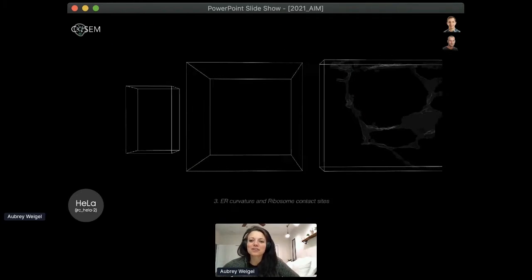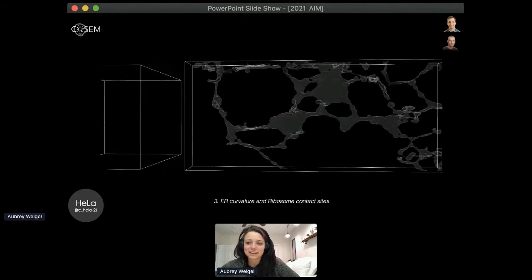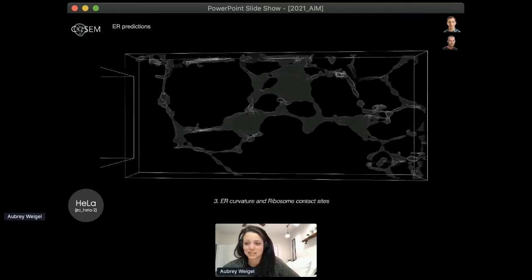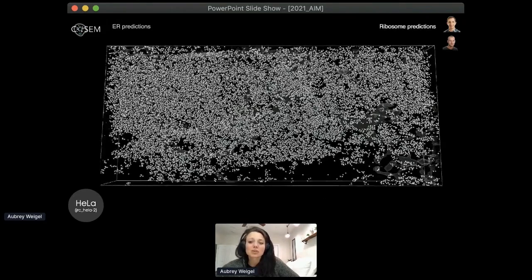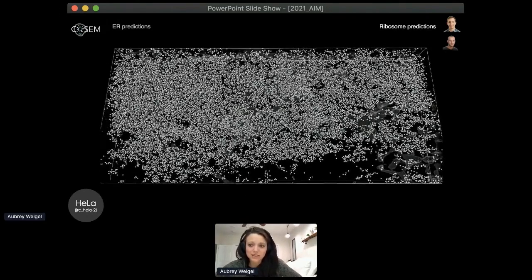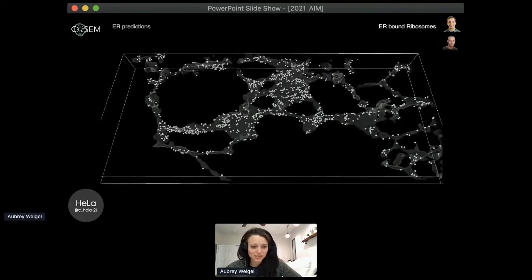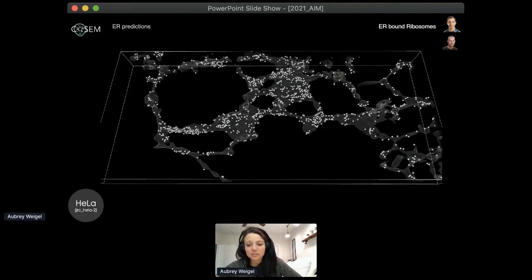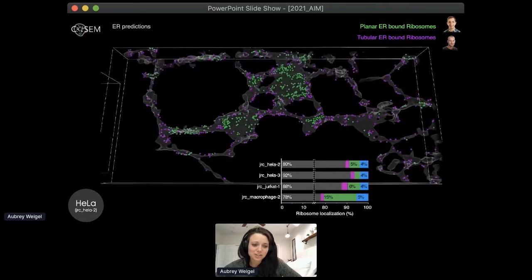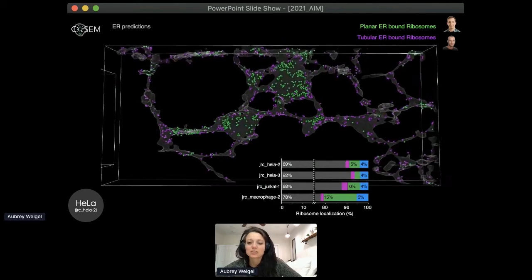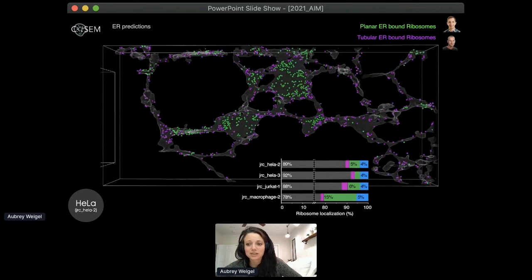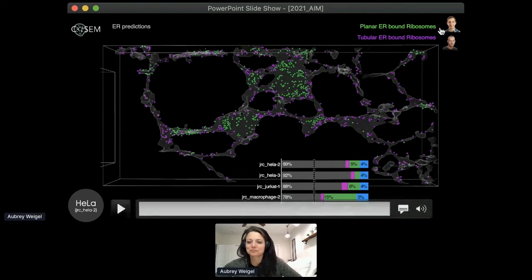All right, and for the third analysis example, I'd like to share with you the ribosome classifications that we did. So starting with all the ribosomes, we then classified them as either being ER-bound or cytosolic. And then we further classified them using the ER curvature that they were bound to as to whether they are bound to planar regions of ER or tubular regions. And what we noticed anecdotally is that the ribosomes that were on more planar regions seemed to form polyribosome chains.